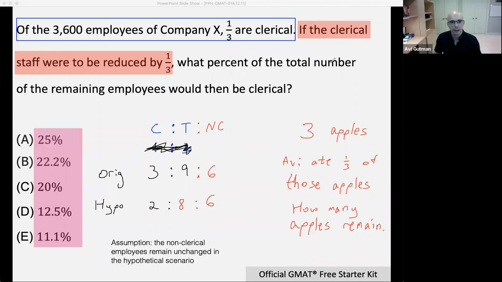What percent of the total number of the remaining employees? So the remaining employees, what's the remaining employees? The total number of remaining employees, what are we using for that? What number do we have for the total number of the remaining employees? What's that? Is it the non-clerical or is it the total?